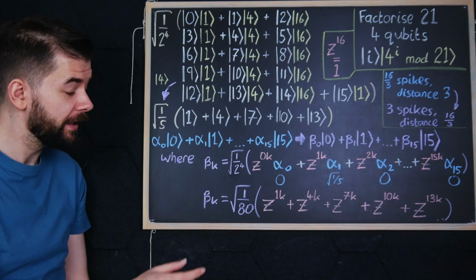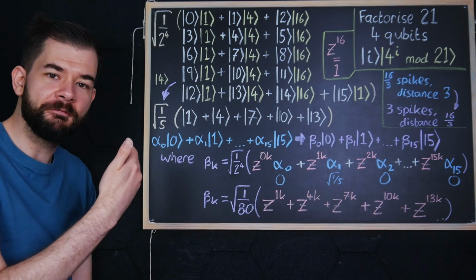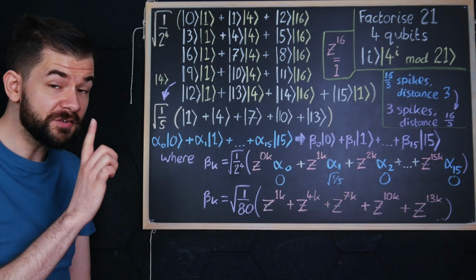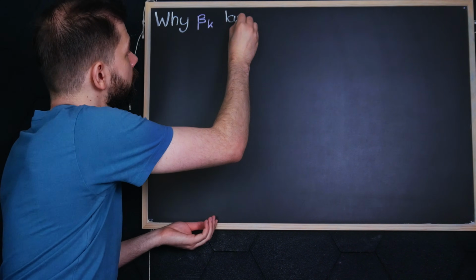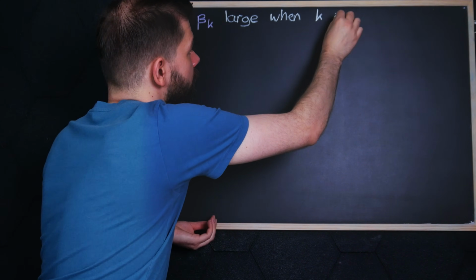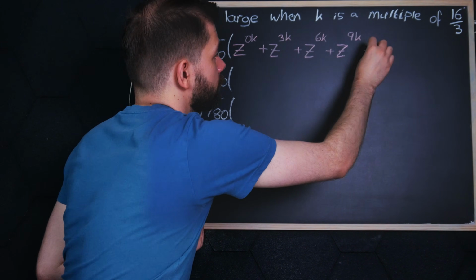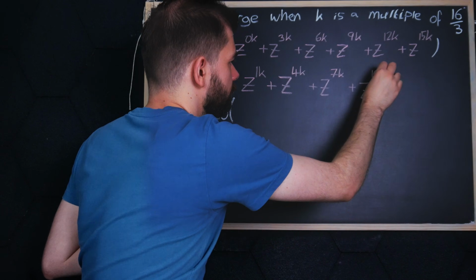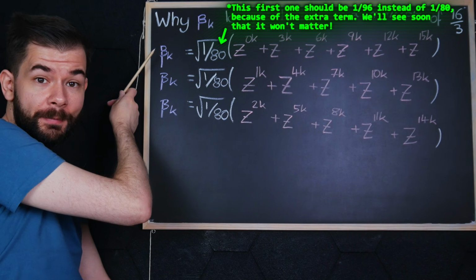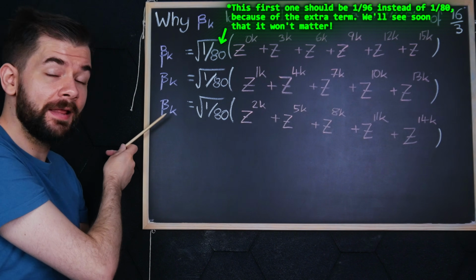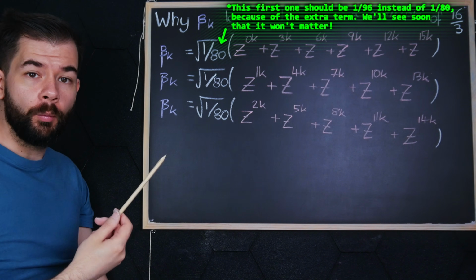And to do that, we essentially need to understand the size of beta k for various values of k. We expect it to be large when k is a multiple of 16 on 3, because that's where we see those big spikes. And since we're claiming it doesn't matter what we measure in the second register, let's write what the beta k's look like for each possible measurement. So these are the beta k's if we measure a 1, 4, or 16 in the second register, and we'll take their magnitude to see what they look like.